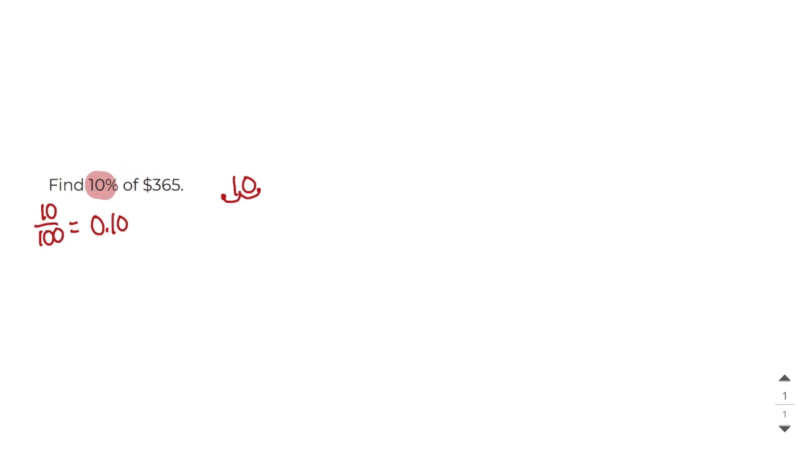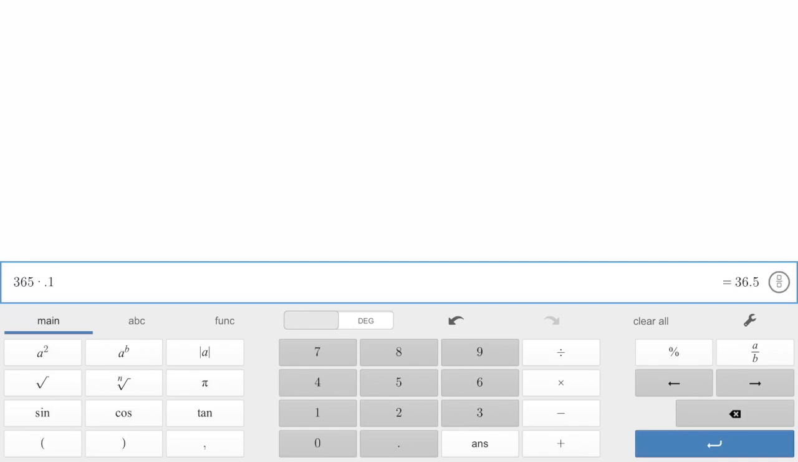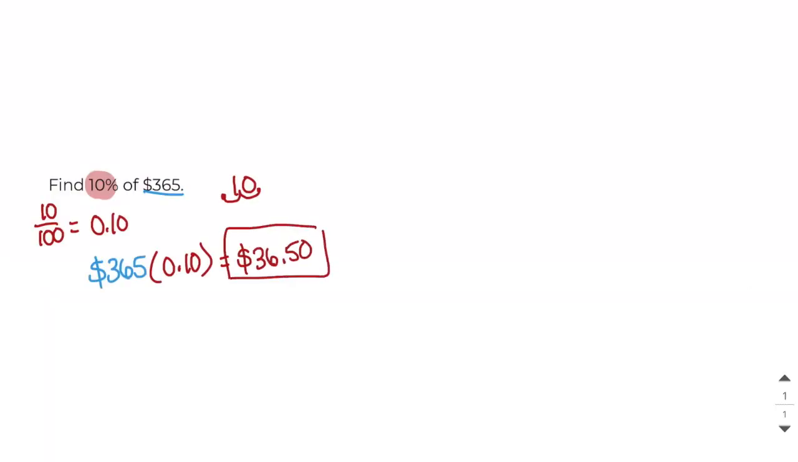Now to find 10% of 365, this number right here, all I have to do is take 365 and multiply that by our 10% as a decimal here. And when I type that into my calculator, I would get $36.50. And that's my answer over here.